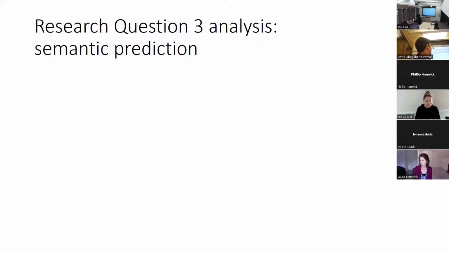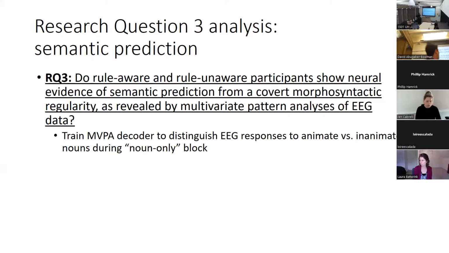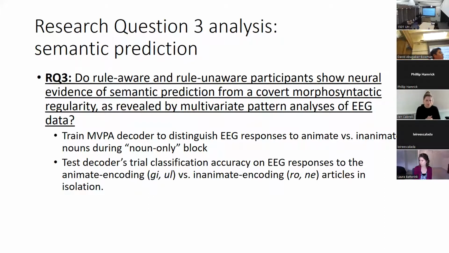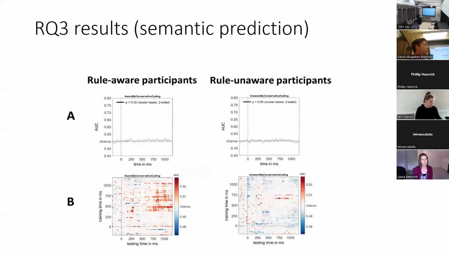Semantic prediction analysis for research question 3. This is kind of the same approach conceptually. What we do instead though is we train the MVPA decoder to tell apart the difference between reading out living versus non-living nouns, and then we test the same decoder, but specifically on the part of the experiment where they see only the artificial language pseudo word, like gi, ro, u, ne. If you get significant above chance classification accuracy, then it can show you that you're activating the concept of living or non-living when you see the article in isolation.